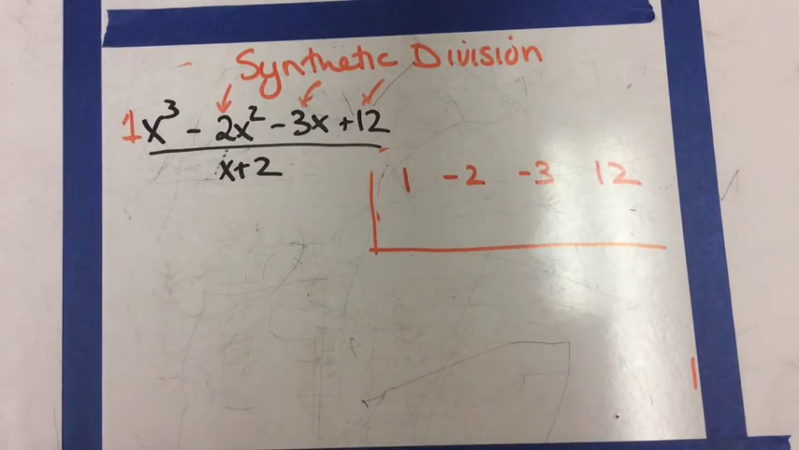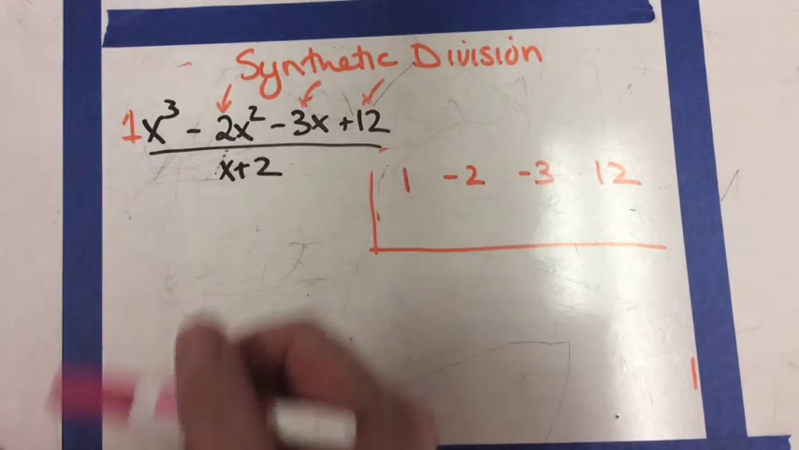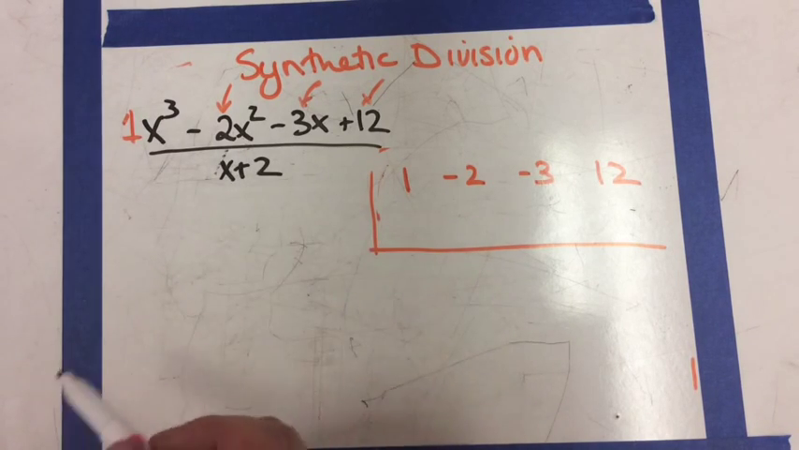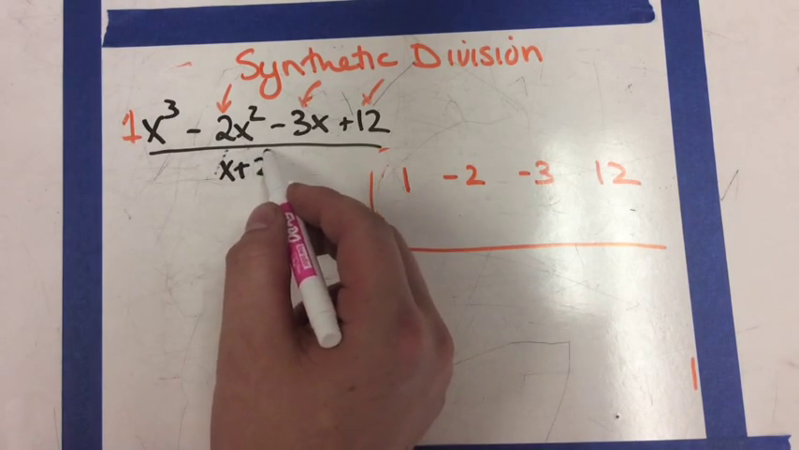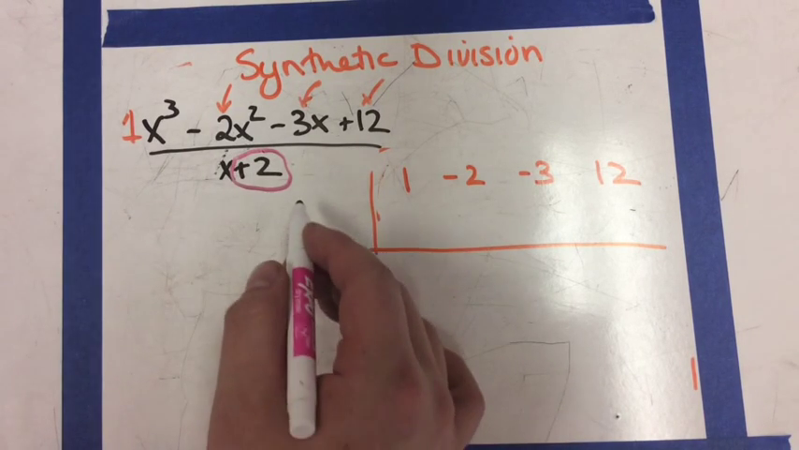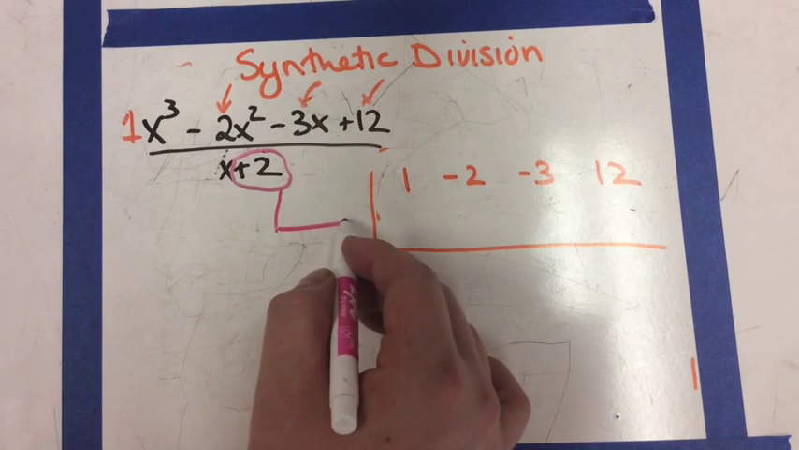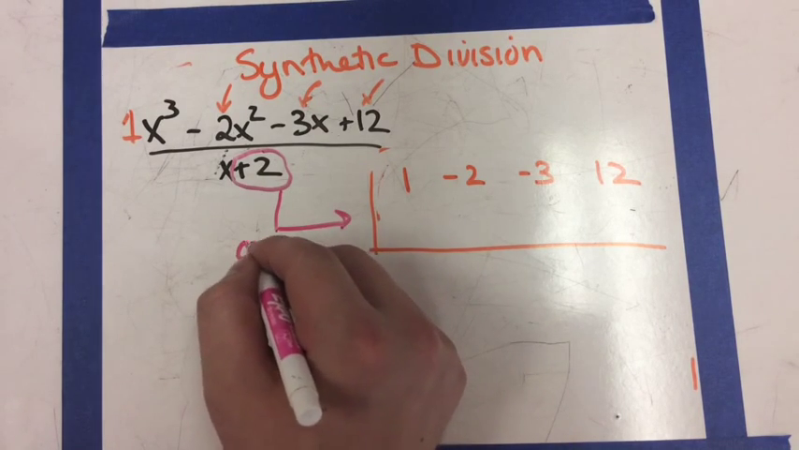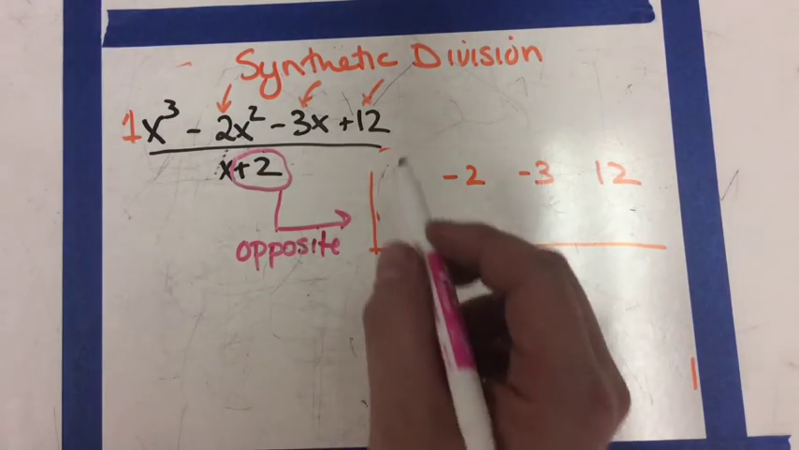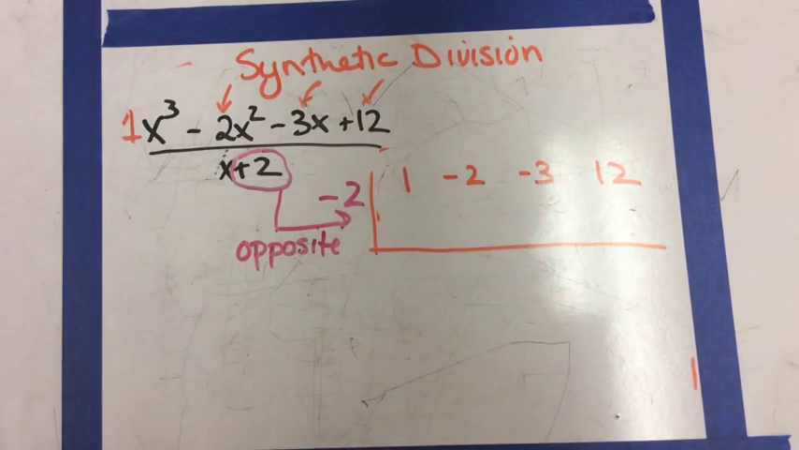The next thing we need to look at is what are we dividing this polynomial by? Again, we're going to drop the variables. We don't care about the variables. We're going to look at strictly what number is here. Okay? And this is +2. And we want to take the opposite and put it down here. Okay, so the opposite of +2 is -2.